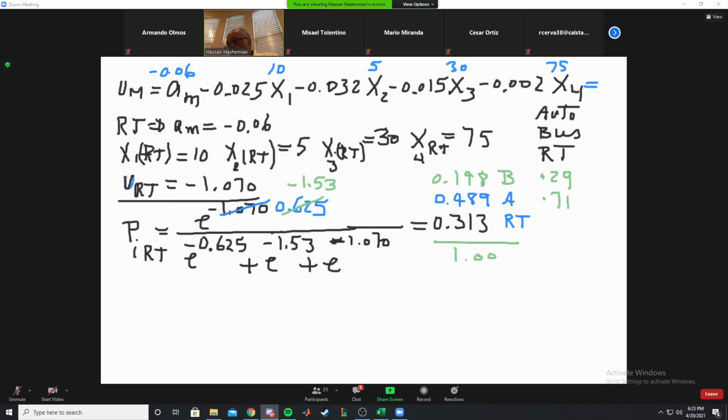Now, to figure out how many go by rapid transit, how many go by auto, we will find the QA, which is the volume. So the volume of auto is equal to 5,000 times 0.489. And that gives you a number of 2445.